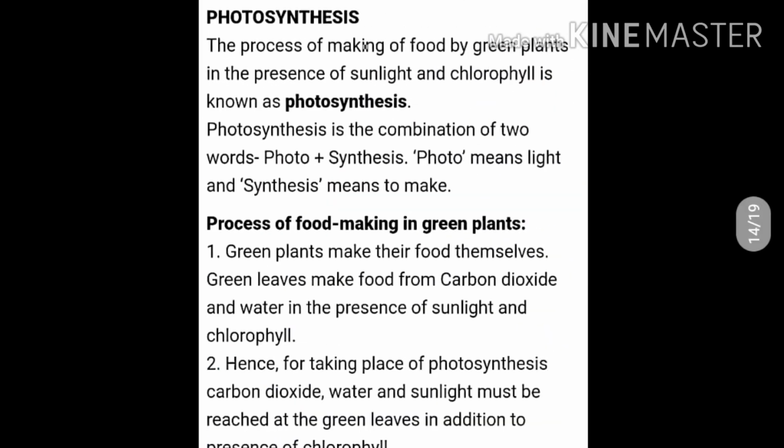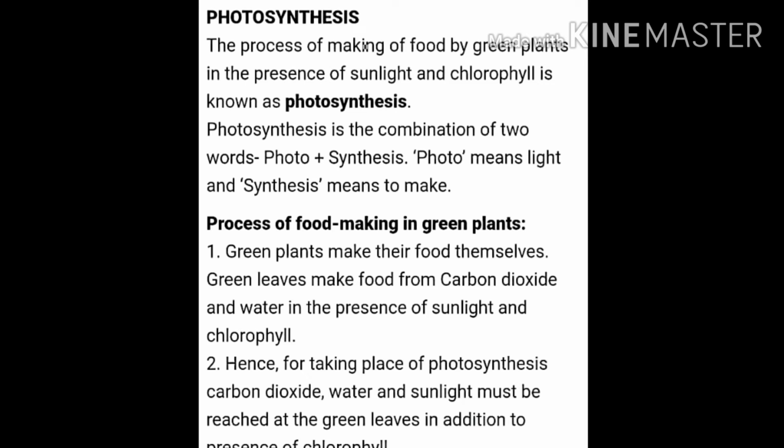Now moving to photosynthesis. Photosynthesis is the process of making food by green plants in the presence of sunlight and chlorophyll. Photosynthesis is the combination of two words, photo and synthesis. Photo means light and synthesis means to make. Green plants make their food themselves, from carbon dioxide and water in the presence of sunlight and chlorophyll.